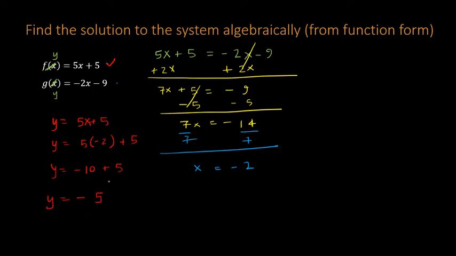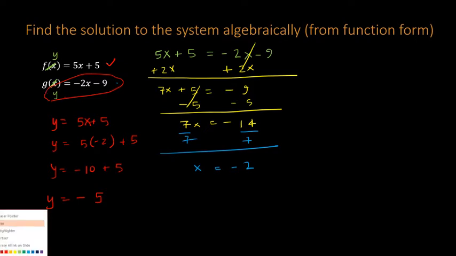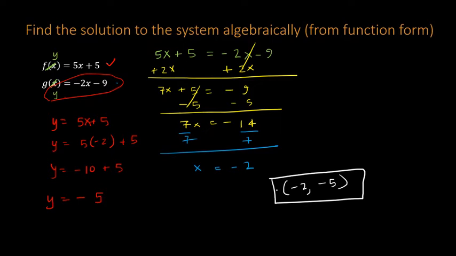And I encourage you to pause the video at this point and do the substitution here, y equals negative 2x minus 9, and confirm that when you plug in a value of negative 2, you end up with a y value of negative 5. So the solution to this system would be negative 2, negative 5. Again, my answer is an ordered pair because this is the point where these two lines will intersect.